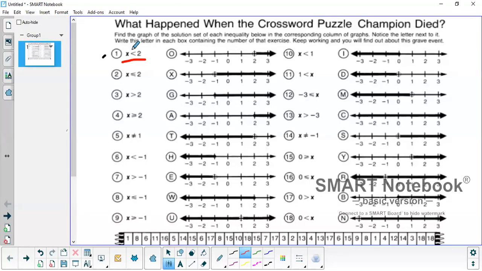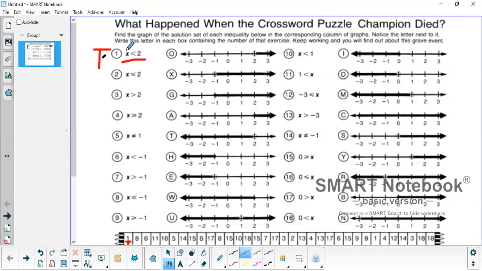So make sure you write the letter first over here. I'm going to have number 1 as an example because you already told us the answer. Number 1 is letter T. That means at the bottom, for every number 1 that you see, you're going to write letter T. Just like before, you write the letter in the boxes according to the numbers. That will form an answer to the question, what happened when the crossword puzzle champion died?